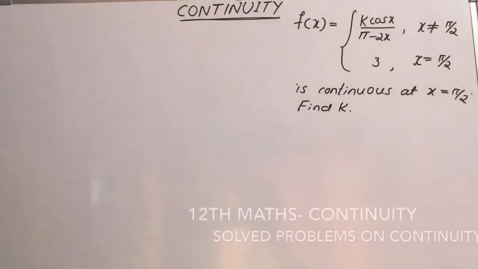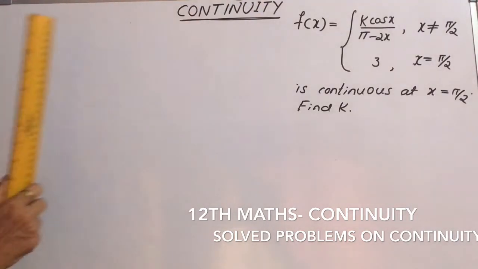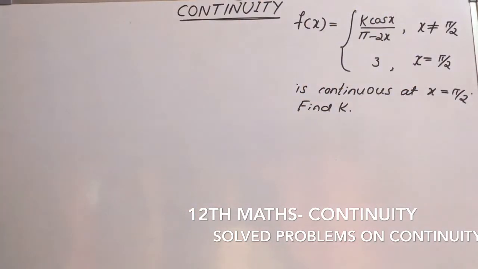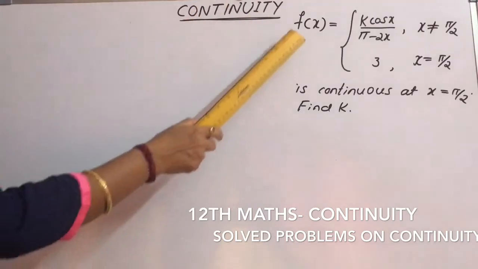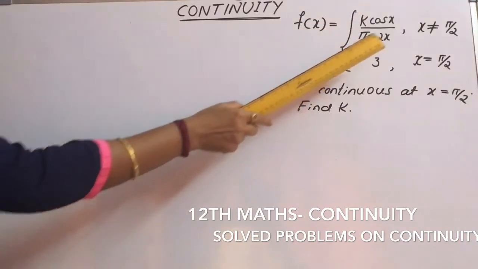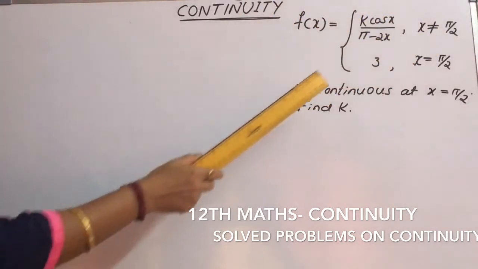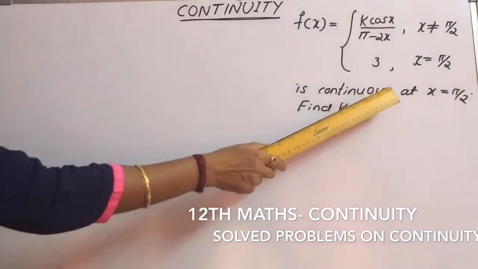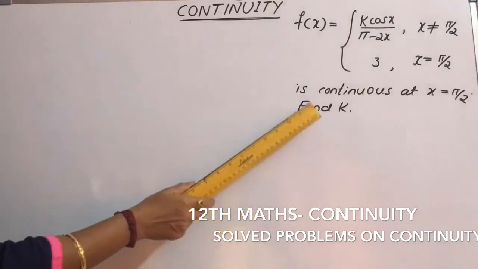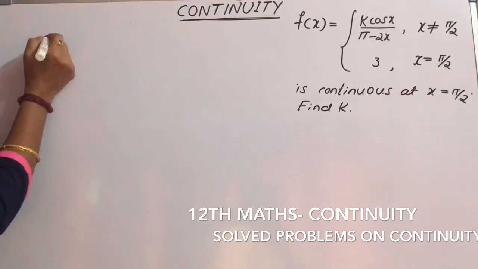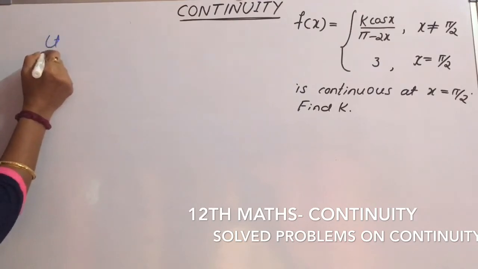Today let us consider the concept continuity. We know that if the function f of x is continuous, then its function value at the given point and limit of the function are equal. Now consider the question: f of x equal to k cos x by pi minus 2x when x is not equal to pi by 2 and f of x is 3 when x equal to pi by 2, is continuous at x equal to pi by 2. So find k.